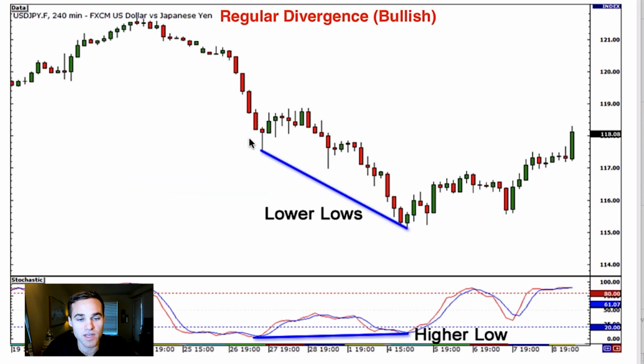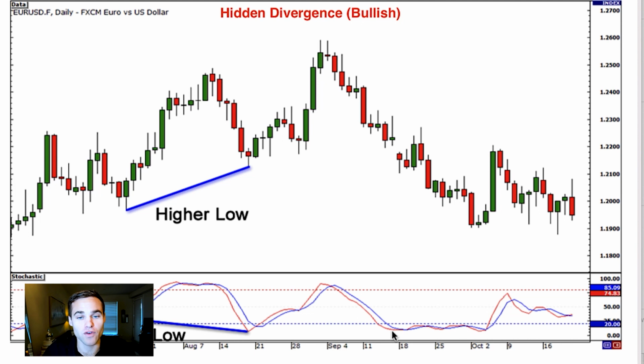In a bullish scenario, you can see that price is making lower lows, but on the oscillator, price is actually making a higher low. So because of this discrepancy between the price chart and the oscillator, this is what's known as regular bullish divergence. The other type of divergence is called hidden divergence, and this is an example of bullish hidden divergence. You can see that on the price chart, it's making a higher low, but on the RSI or on the stochastic indicator, the oscillator in this scenario, it's making a lower low. So this is hidden divergence and price is likely to increase, which we see here.